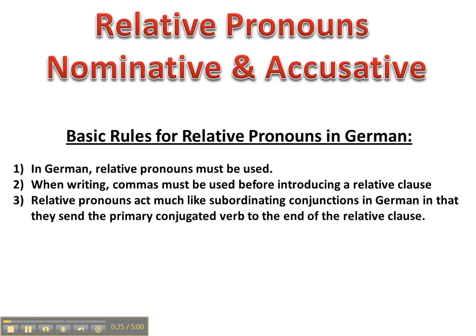They're not optional. Secondly, when you're writing a sentence using a relative pronoun, you have to precede the relative clause with a comma. And thirdly, relative pronouns act as subordinating conjunctions in German, and they send the primary conjugated verb to the end of the relative clause.